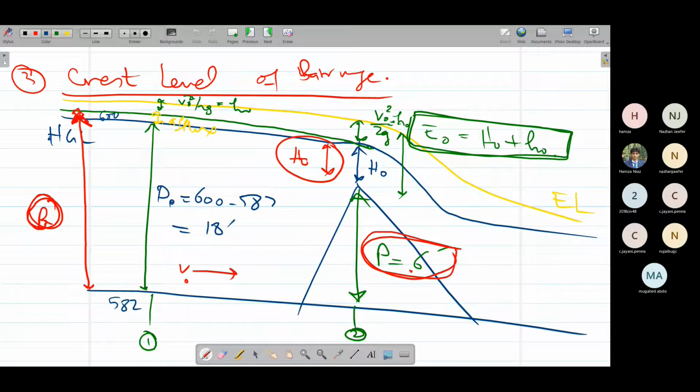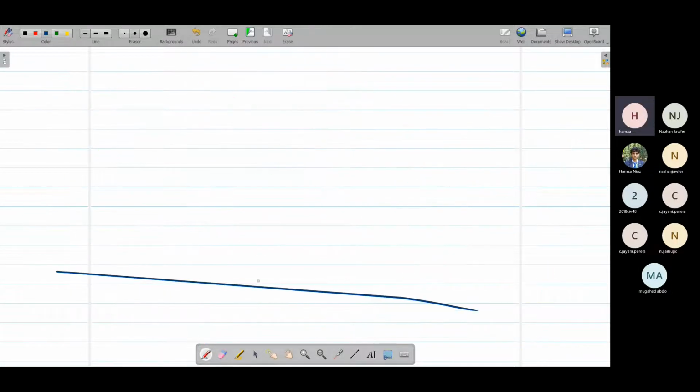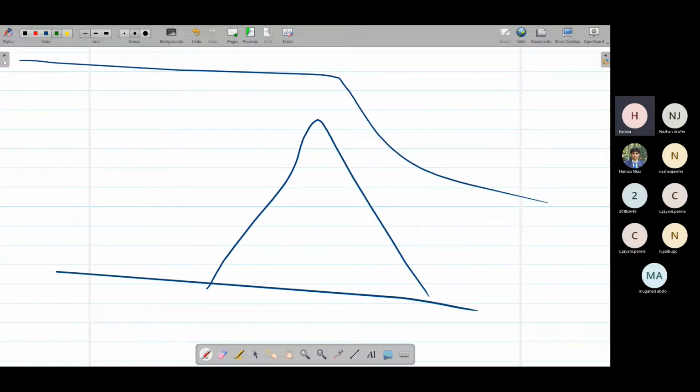So after calculating this E naught value, we have to determine the energy level upstream of the weir. So if I draw this again, if this is a weir, we have to determine these energy values.